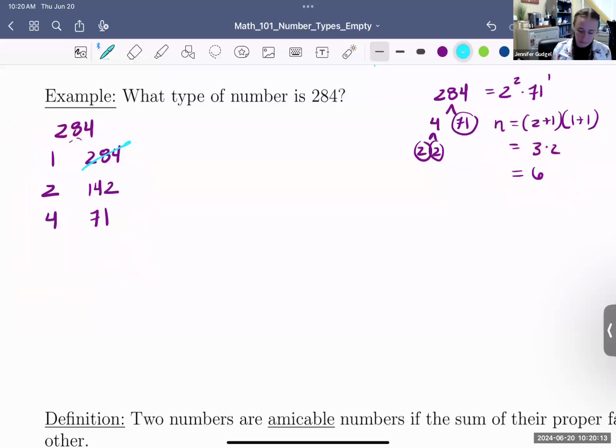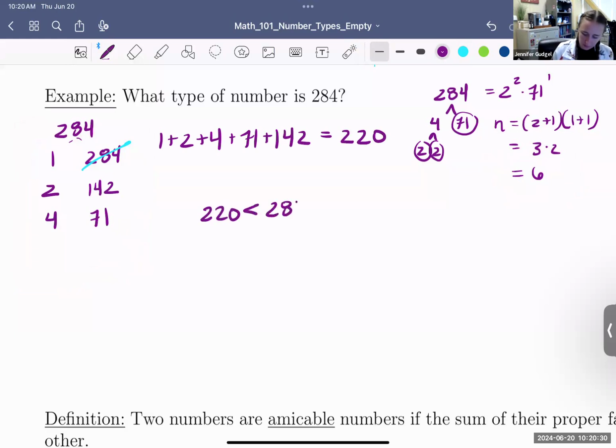This is it. So the sum of the proper factors, 1 plus 2 plus 4 plus 71 plus 142, is equal to 220, which is less than 284. That means that 284 is a deficient number.